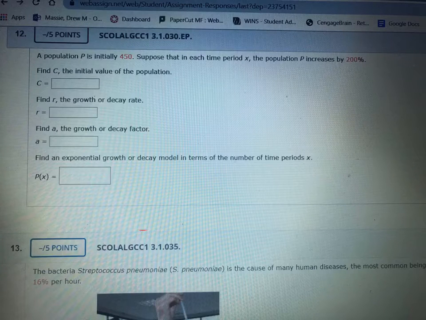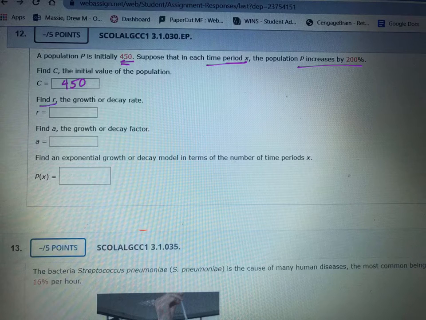This problem says the population P is initially 450, so that's your initial value. Suppose that at each time period X, now they're not telling us how long the time period is, they're just saying at each time period, the population increases by 200%. Find C, the initial value of the population. So it says find the initial value of the population. That, of course, is 450.